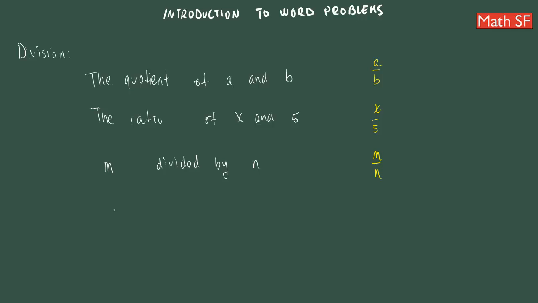You can also have a divided into x, so that will be backwards, that will be x divided by a. So this is how we translate English sentences into algebraic expressions, and all of these will be useful when we deal with word problems.